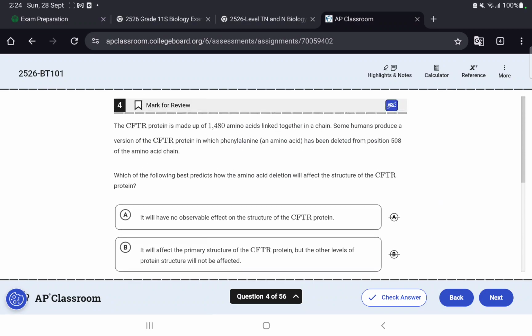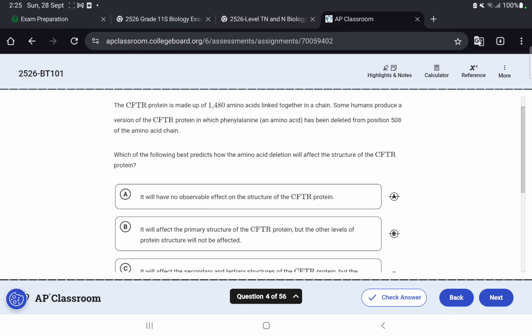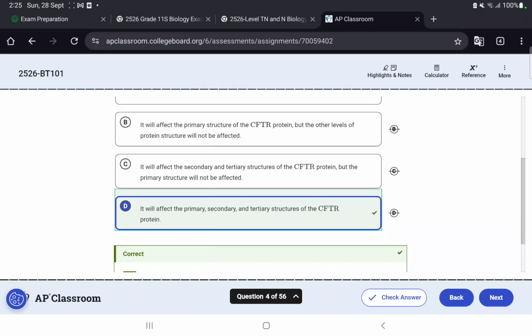Okay, so the CFTR protein is made of 1480 amino acids linked together in a chain. Some humans produce a version of the CFTR protein in which phenylalanine, an amino acid, has been deleted from position 508. So the normal CFTR protein has 1480 amino acids, and there's a mutated version of CFTR that has only 1479 amino acids. Obviously, this will have a very significant change.